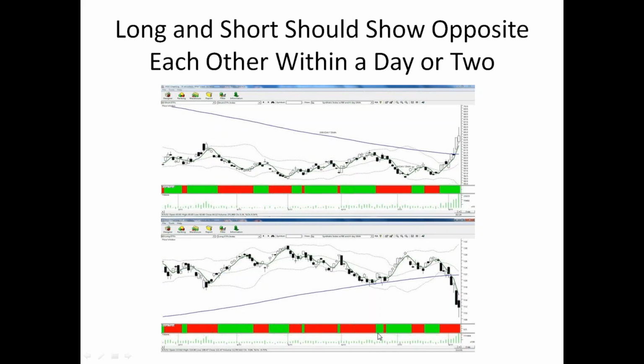If they're not, if you start going more than a day or two and these don't match, something's wrong. Either you've got a bad symbol, you've got a bad data tick or bad data, or something is wrong. But these should be mirror images, inverse images of each other. If you were using the ADX, they should be flipped. If ADX is high in one, ADX should be low on the other.